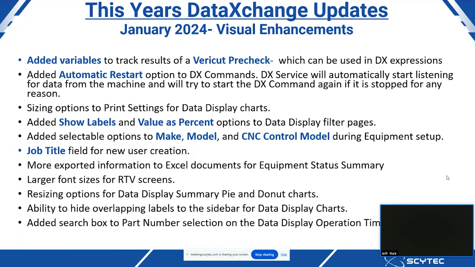We added selectable options for make, model, and CNC control model during your equipment setup process. We added job title fields for new user creation. There is more exported information in Excel documents for the equipment status summary chart exports. We also added larger font sizes for our TV screens. This was requested by an end user who had a bunch of RTV screens hanging from the ceiling where they couldn't really see some of the information displayed. This makes reading your real-time machine statuses a lot easier from a distance.